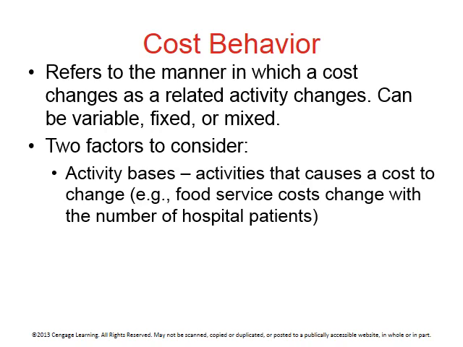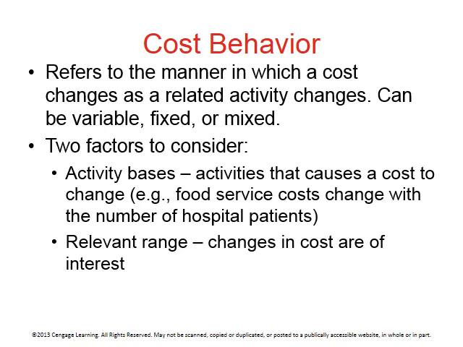So two things to consider. One is an activity base, so activities that cause a cost to change. For example, food service costs change with the number of hospital patients. Our total cost of food service might be $1,000 for 100 patients, but if we have 200 patients, our total food service cost changes because we have more patients to feed. As we get more people, we have to buy more food. So that would be the example of an activity base.